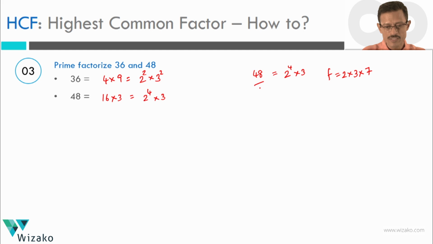48 divided by f, right? It's going to be 2 power 4 into 3 divided by 2 into 3 into 7. Obviously, the 2 can divide 2 power 4. 3 can divide this 3. But the 7 cannot divide a 48 because there is no 7 in 48.